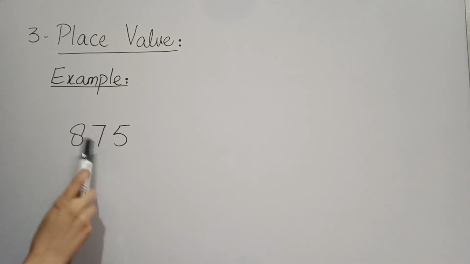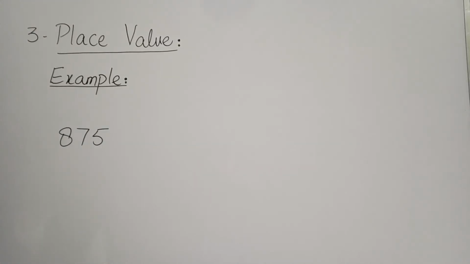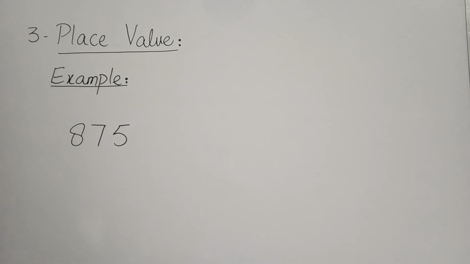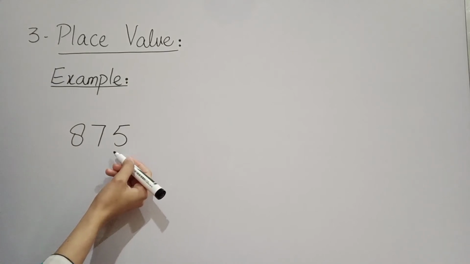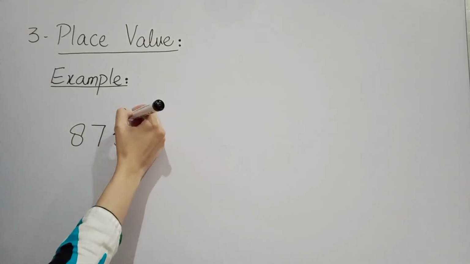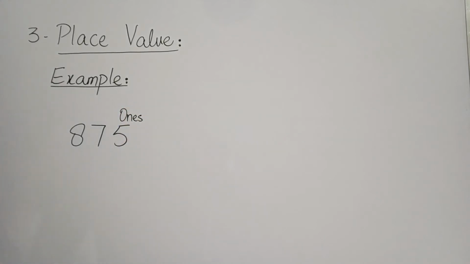1, 2, and 3. So there are 3 digits. And the face value of each one of them is the actual number itself. For example, 5 face value is 5, and the number 7 represents 7. And lastly, number 8 represents 8. To understand the concept of place value, we'll start from your right. Now, the very first number on your right is 5. This 5 represents the place value of ones.